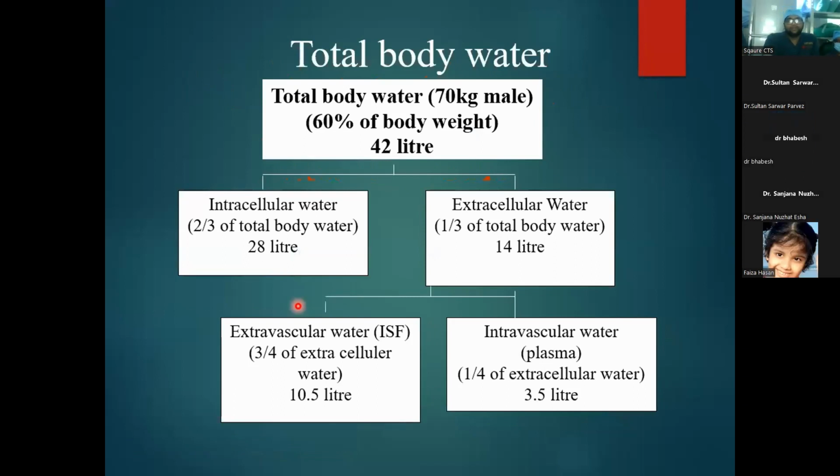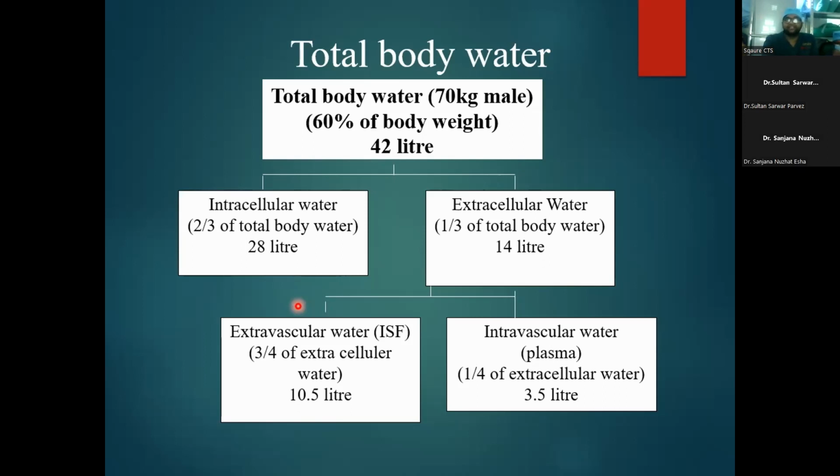A 70 kg adult male contains 42 liters of water, that is 60% of body weight. But in case of female, that is 55%, and in case of infant, that is 75%, and in case of neonate, that is 75%.